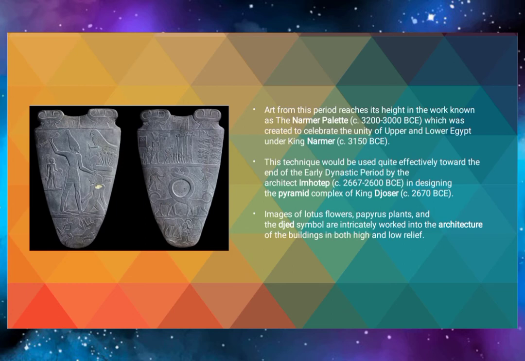Next is the palette of Narmer. So as you can see in the picture, on each side of the palette, the first king of a unified Egypt is depicted as an active conqueror and as a victorious son of divinity. As for your information, Narmer was the ancient Egyptian pharaoh during the early dynastic period.